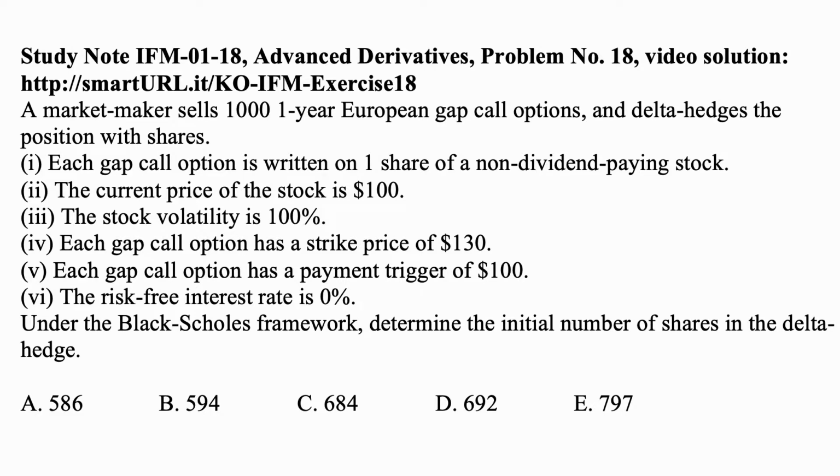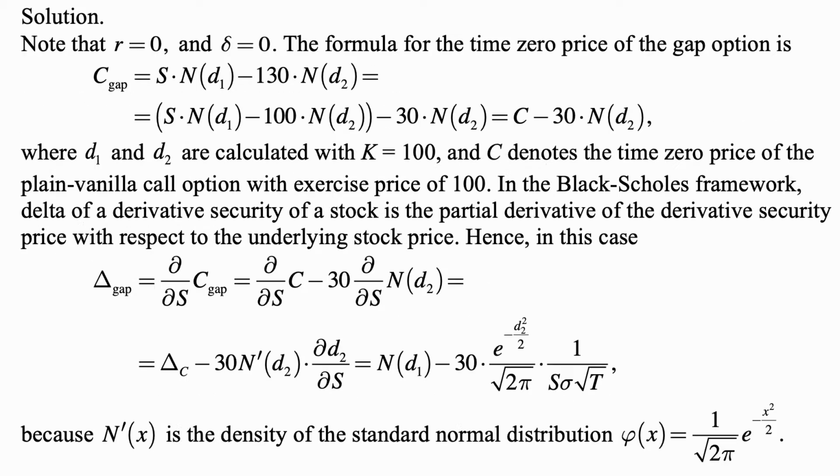Here's the problem for today for exam IFM. A market maker sells 1,000 one-year European gap call options and delta hedges the position with shares. Each gap call option is written on one share of a non-dividend paying stock. The current price of the stock is $100. The stock volatility is 100%. Each gap call option has a strike price of 130. Each gap call option has a payment trigger of 100. The risk-free interest rate is 0%. Under the Black-Scholes framework, determine the initial number of shares in the delta hedge.